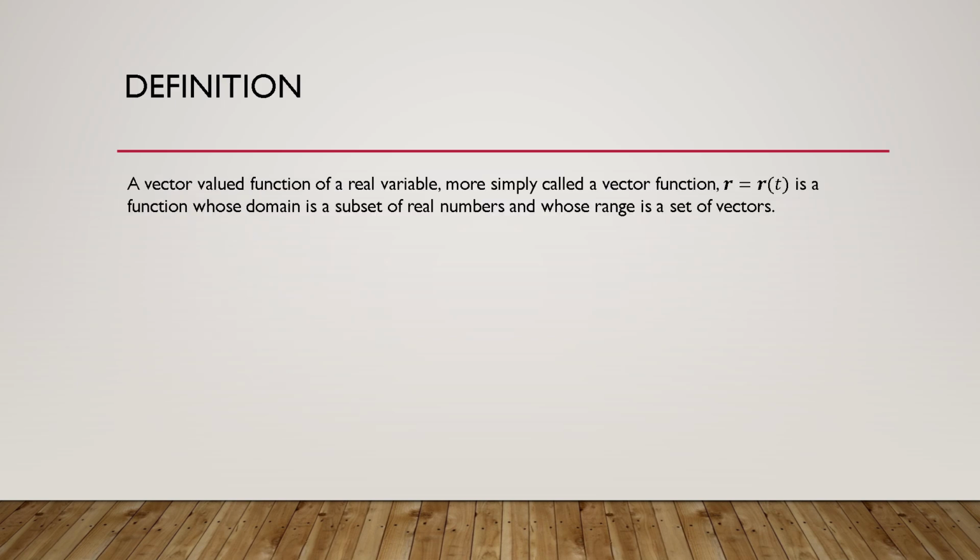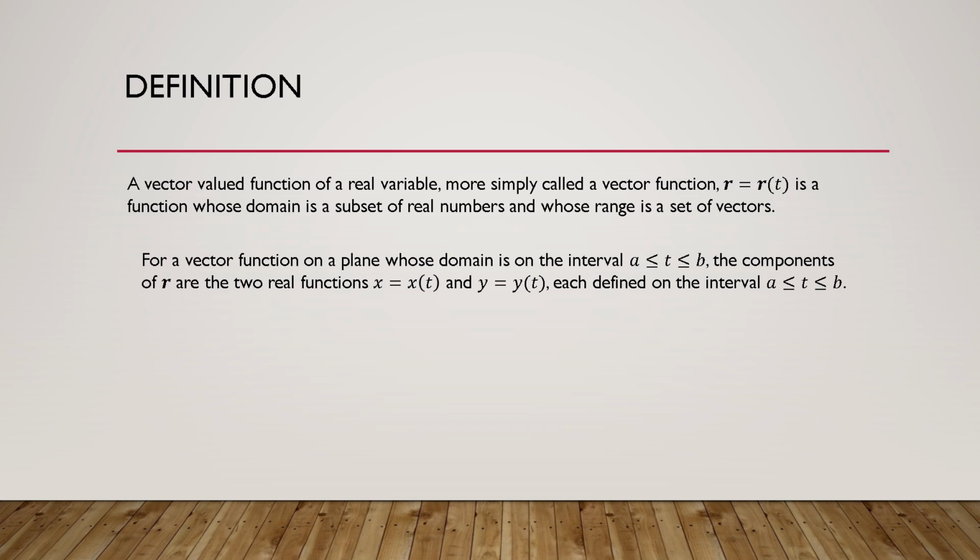A vector-valued function of a real variable, more simply called a vector function, r equals r of t, is a function whose domain is a subset of real numbers and whose range is a set of vectors. For a vector function on a plane whose domain is on the interval a is less than or equal to t is less than or equal to b, the components of r are the two real functions x equals x of t and y equals y of t, each defined on the interval a is less than or equal to t is less than or equal to b.